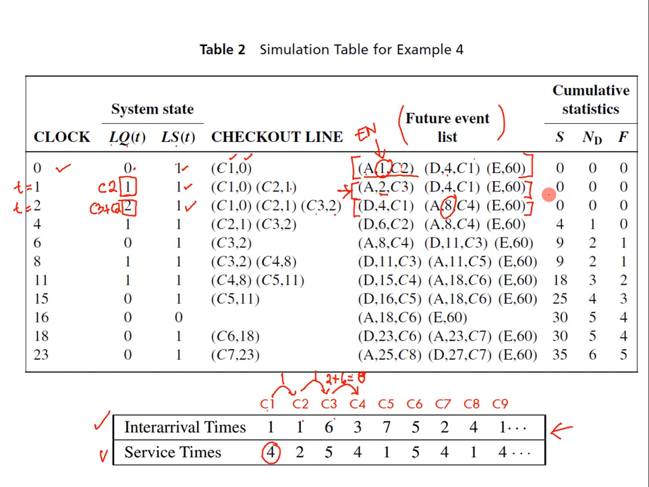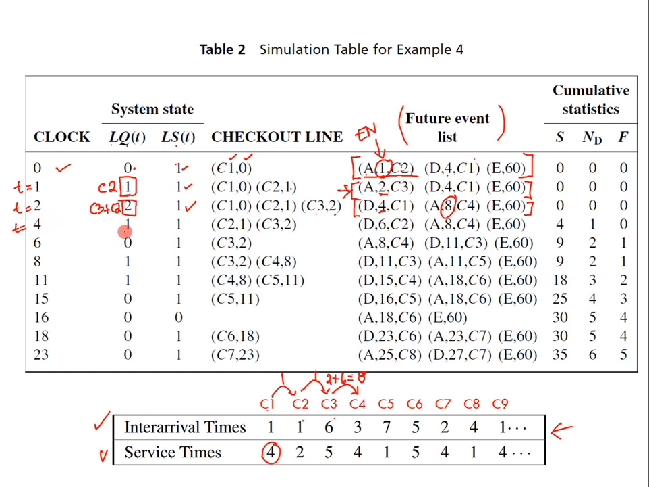Okay, so our statistic will remain the same, 0. Now, let's move next. Among these 3 events in the future event list, which one will occur first? The departure of customer 1 at time 4, right? So we move to time 4. You can see we skip time 3, because there's nothing happening at time 3. So at time 4 we have the departure of customer 1.